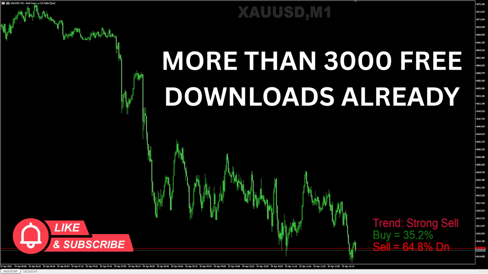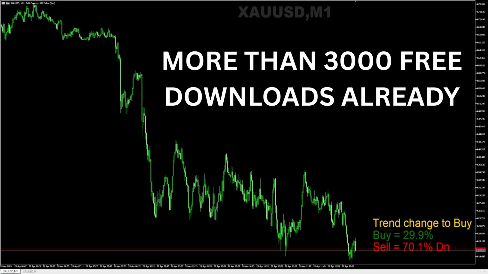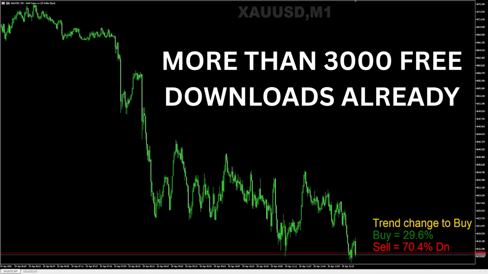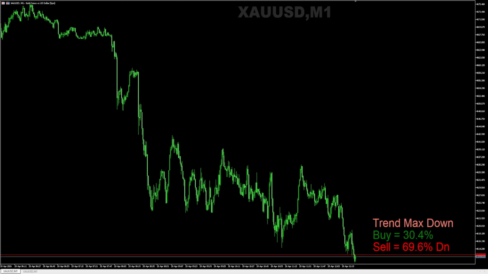Let's dive in. First, let's talk about the problem it solves. In the stock market, we have real volume data. We can see exactly how many shares traded on each tick. But in Forex, indices, and most CFDs, we only get tick volume. That's just the number of price changes, not actual money flow. So most traders are flying blind when it comes to who is dominating each candle.